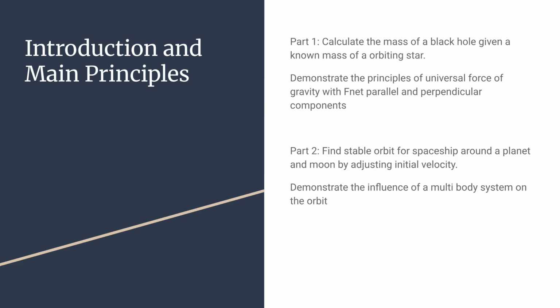So, on to the introduction and main principles. For part 1, we're going to calculate the mass of a black hole given a known mass of an orbiting star. In this lab, we demonstrate the principles of universal force of gravity with F-net parallel and perpendicular components. And in part 2, we find stable orbit of a spaceship around a planet and moon by adjusting initial velocity. We also in this lab demonstrate the influence of a multi-body system on the orbit. This is all completed and done through GlowScript.